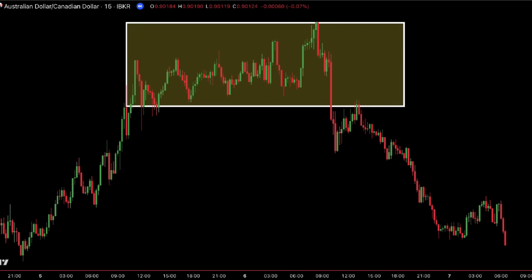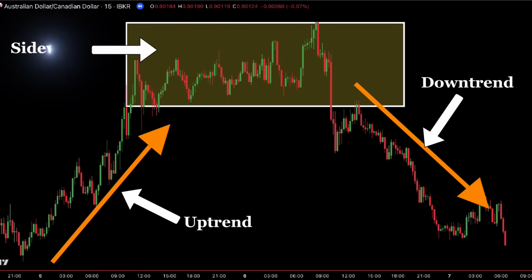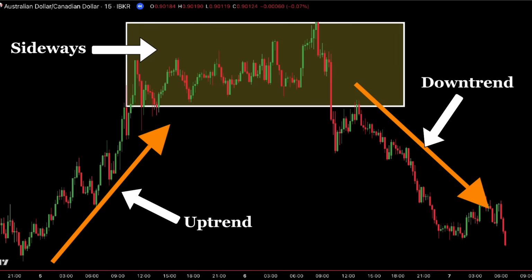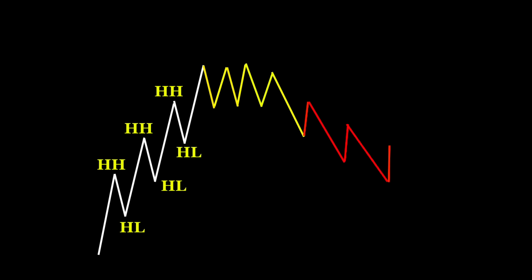According to Dow theory, the market can only move in 3 ways: uptrend, downtrend, and sideways. Let's break these down in a way that actually makes sense to you as a trader. An uptrend is when price keeps making higher highs and higher lows. Think of it like climbing a staircase. Each step higher shows that buyers are in control, pushing the market up.